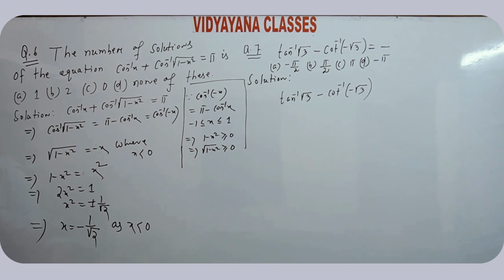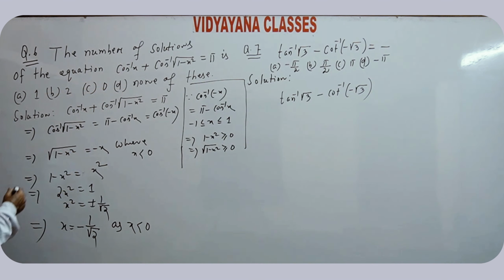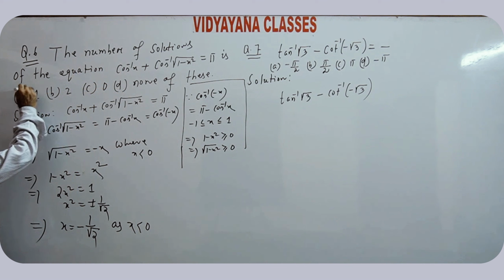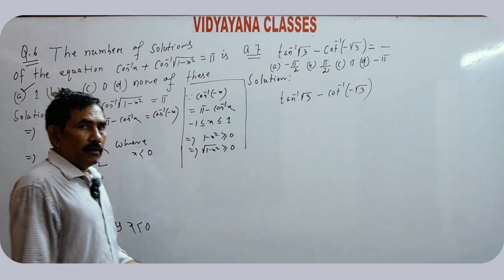Clear? As x is negative, x is equal to minus 1 by root 2. So the number of solutions of the equation is 1. That is A. The correct option is A. That is 1. X equal to minus 1 by root 2 is the solution. Clear?